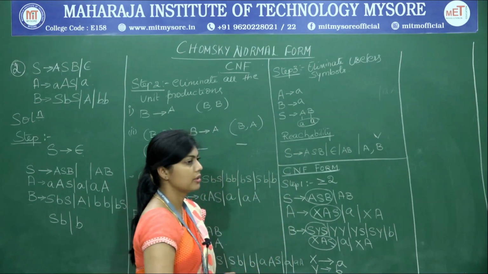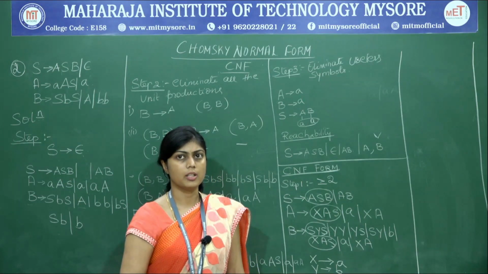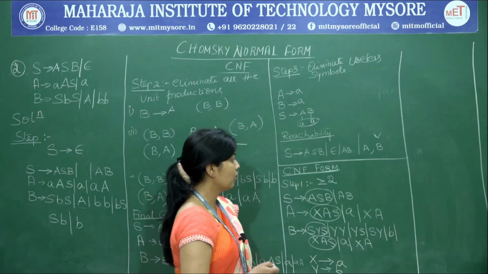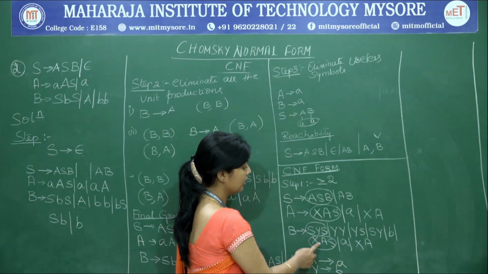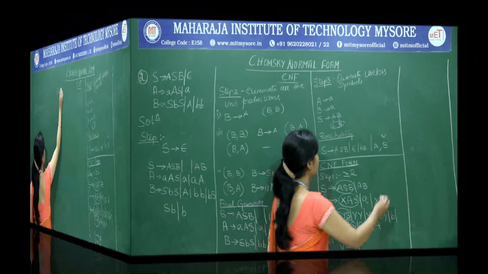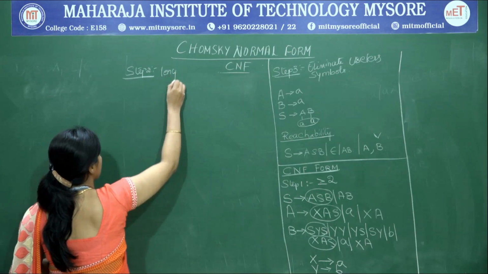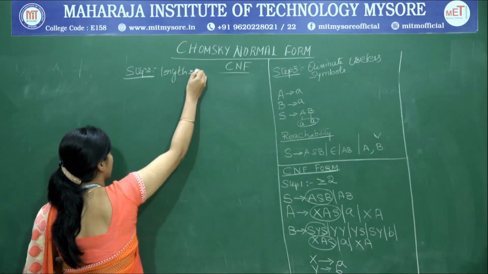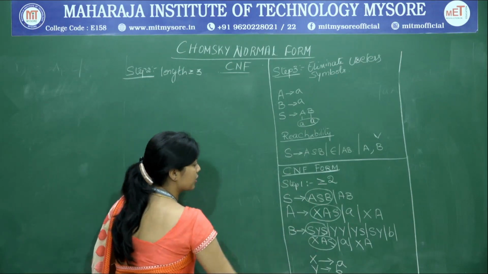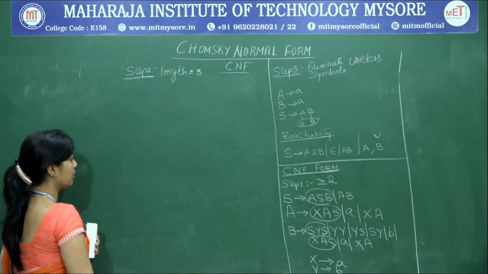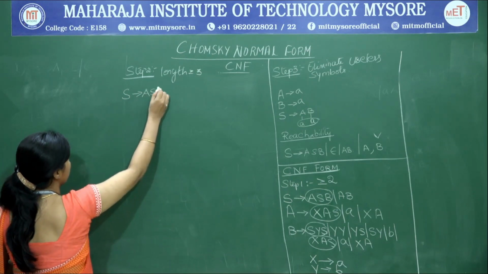So these are the productions that require some changes because 3 symbols are not allowed on the RHS. We know step 2, which is the decomposition, where we are going to consider the length greater than or equal to 3. These are the productions which have got the length greater than or equal to 3. The first one is S goes to ASB.